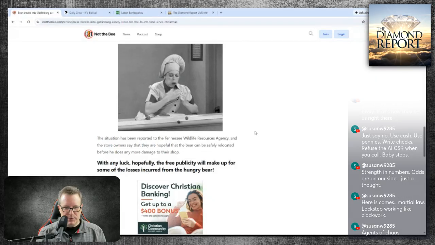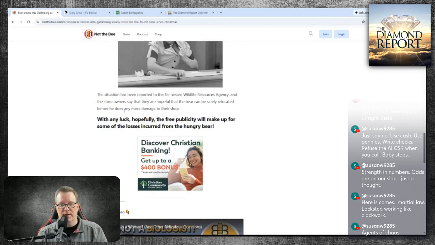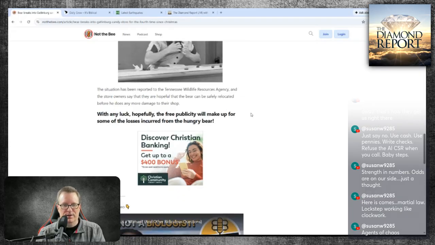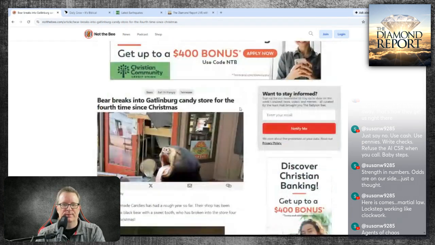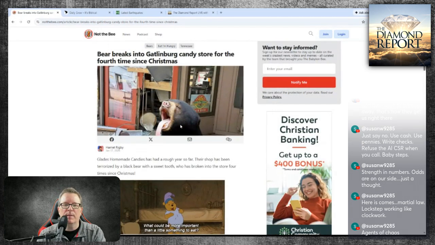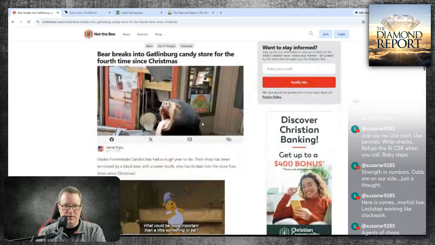Pretty funny. Situation has been reported to the Tennessee Wildlife Resources Agency, and store owners say that they are hopeful that the bear can be safely relocated before he does any more damage to the shop. Too crazy. I don't know if that's actually him or not. I guess maybe it is. They would have probably caught him on a security camera or something. I don't know. How about that? Bears breaking into candy stores in Gatlinburg.